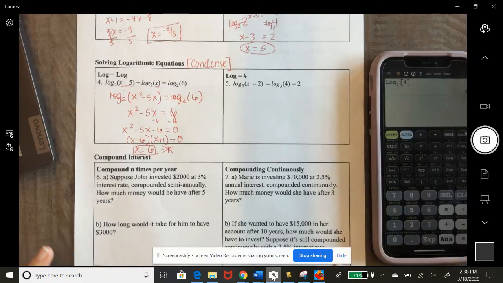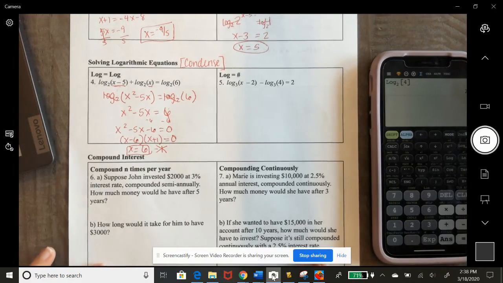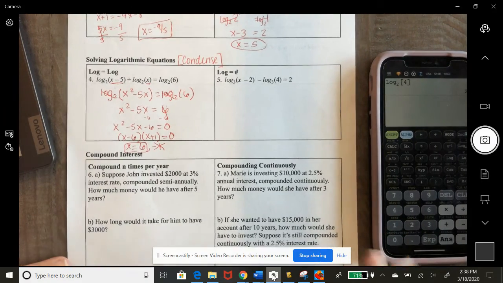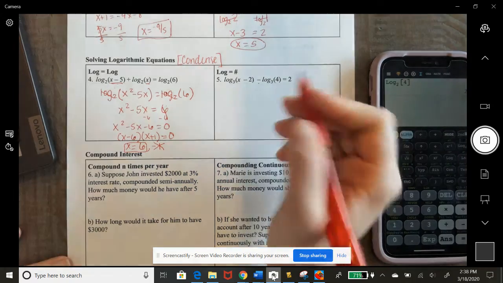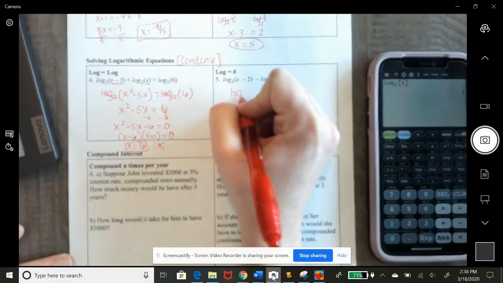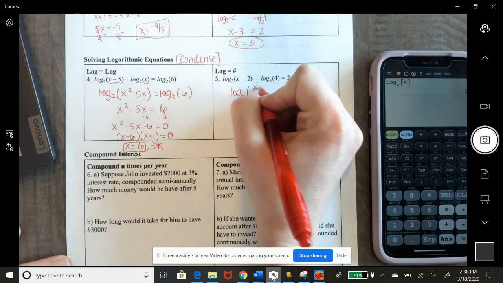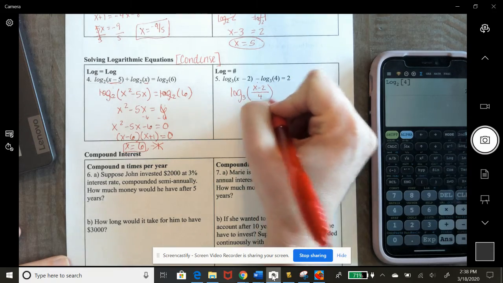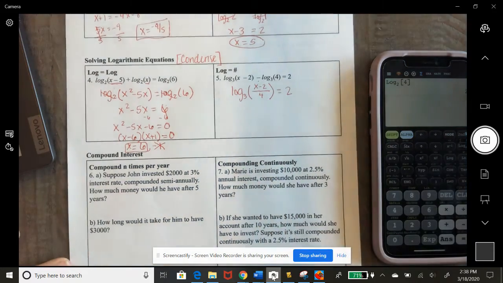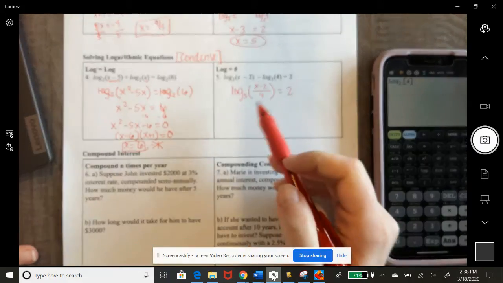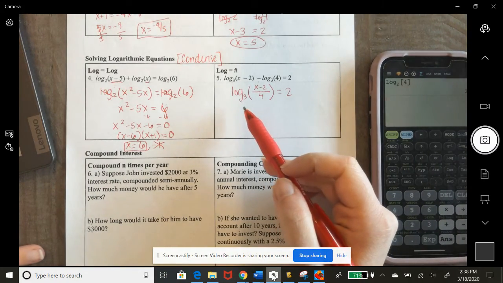Okay, so second one, same thing, we want to condense where we can. Now this one is subtraction, so we need to divide our arguments. So this would be x minus 2 divided by 4 equals 2. Okay, and now here we can't just drop the log, we've got to get rid of the log.